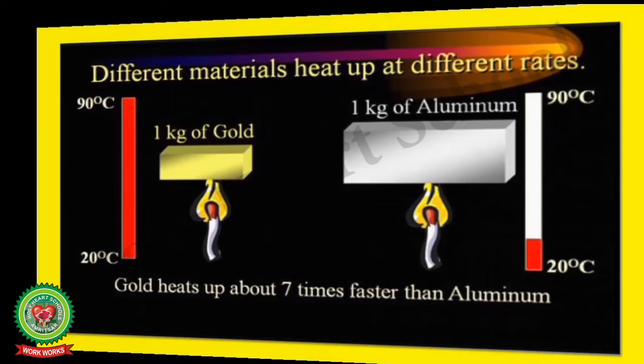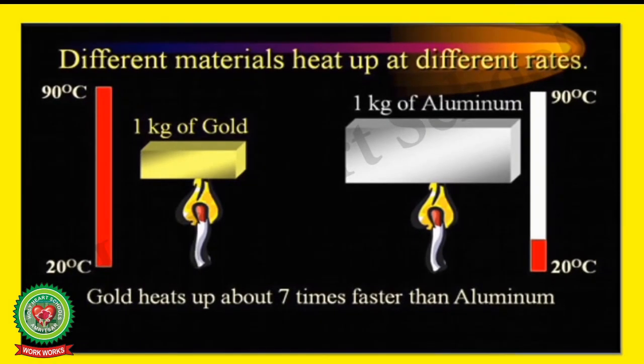Next factor is nature of the object. Students, different materials heat up at different rates. For example, gold heats up about 7 times faster than aluminium. It means that a very small amount of heat energy is required to raise the temperature of gold from 20 degrees Celsius to 90 degrees Celsius. But a very large amount of heat energy is required to raise the temperature of the same amount of aluminium from 20 degrees Celsius to 90 degrees Celsius.